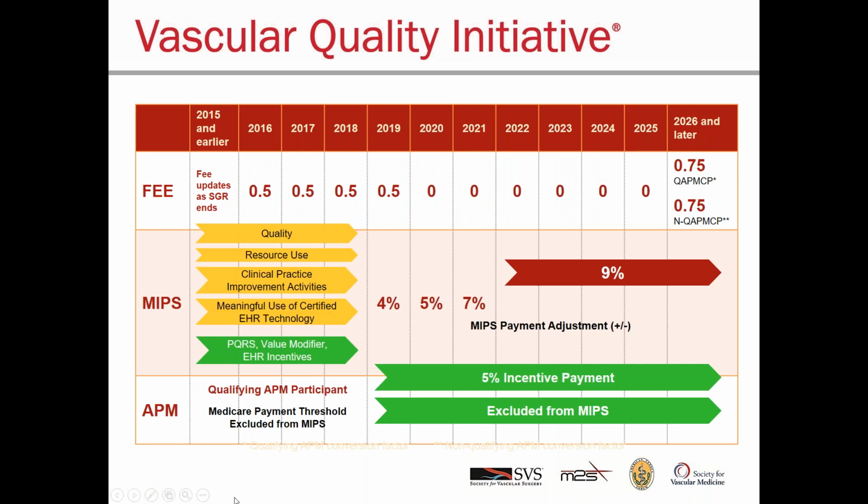Now, just to give you a sense of what the timeline is here, still for 2018, your payments as a physician to Medicare will be adjusted based on the old quality programs. So the old PQRS program, the old value-based payment modifier program, the old meaningful use electronic health record programs. So those programs are still going to impact payment.